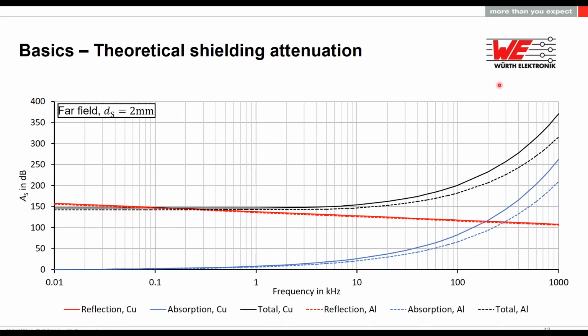This is a graph of calculated attenuation in order to provide a reference. So we have copper and aluminum, and we divided it into reflection and absorption capabilities. As you can see, we have different behaviors depending on the material.